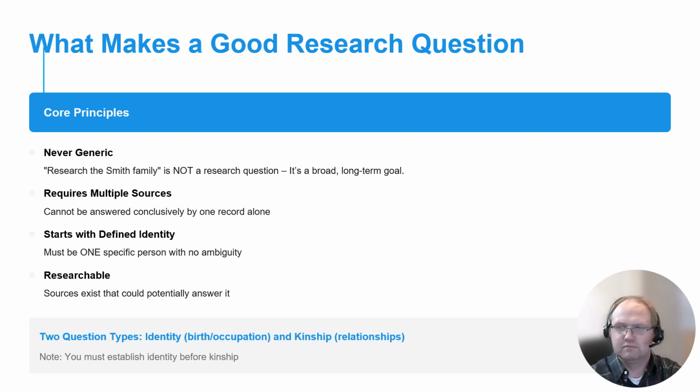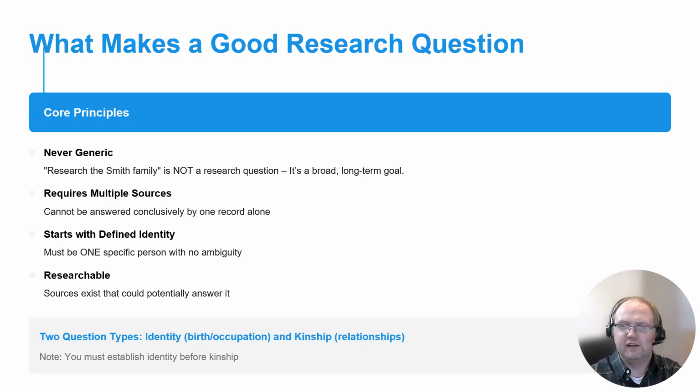Here's an example. What is John Smith's birthday? It might seem like a simple research question, but if there's only one John Smith in the area, you find his birth record, you're done. That's record lookup, not a research question. That's exactly what it is. You're doing a lookup.